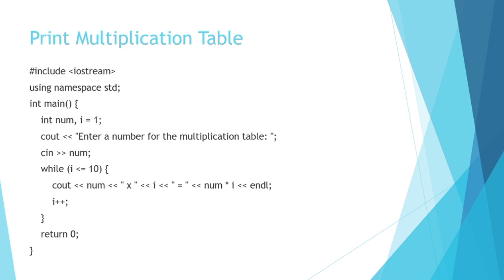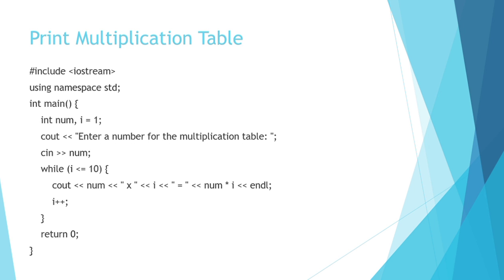Print multiplication table. int number: this variable will store the number for which the multiplication table will be printed. It will be entered by the user. int i = 1: this is a counter variable, initialized to 1, that will be used to control the iteration of the loop. It starts at 1 because multiplication tables typically start from 1.